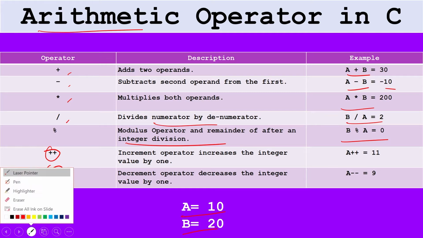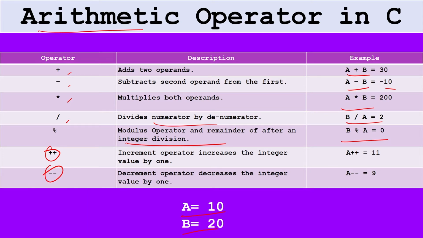Let's see the application of this. Suppose we have a program where A equal to 10, B equal to 20, and we print the values of A and B at the end. Suppose we have A plus plus done over here. What does that mean? A plus plus means A equal to A plus 1. Simple as that. So A equal to 10 plus 1 equal to 11. So 11 will be stored in A, and after that it is printed.